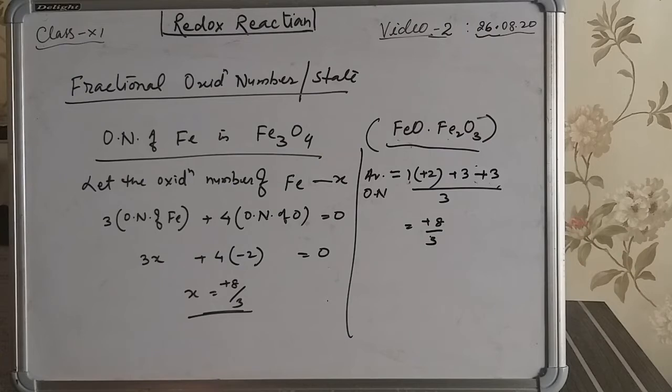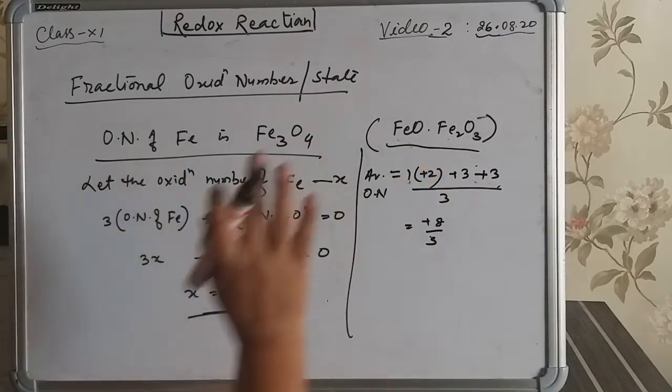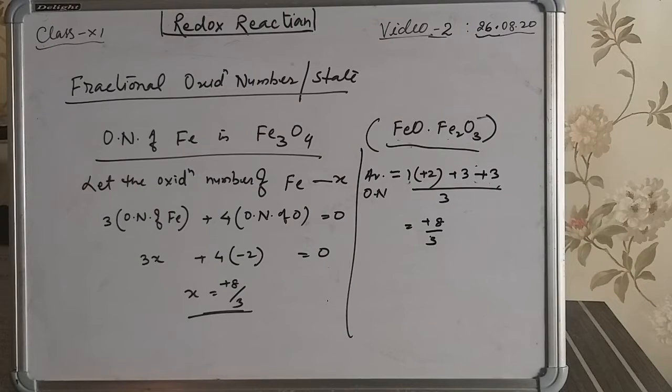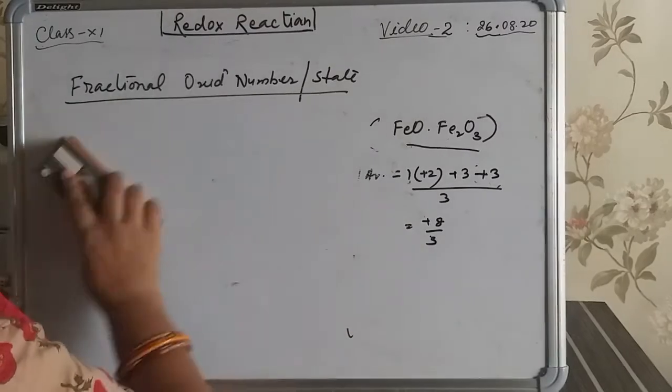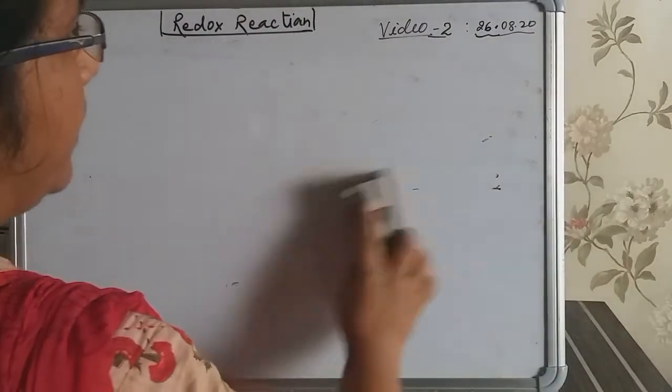The sum of the oxidation numbers of all atoms of the element divided by the total number of atoms of the element. So you can find out the fractional oxidation number of this type of molecules also. Let's find out the oxidation number of a few molecules. Many examples are given in your NCERT book. Try to solve them.